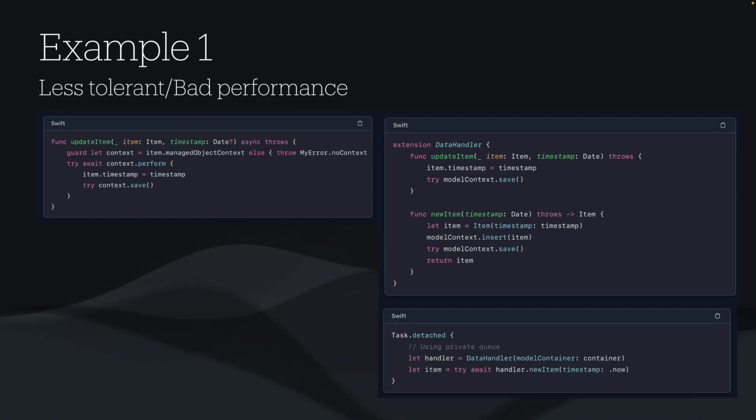Now, on the right hand side is a SwiftData version. The first part of the code is setting up the wrapper for SwiftData multi-threaded access. The second block is accessing it.